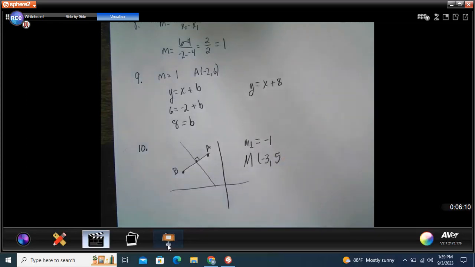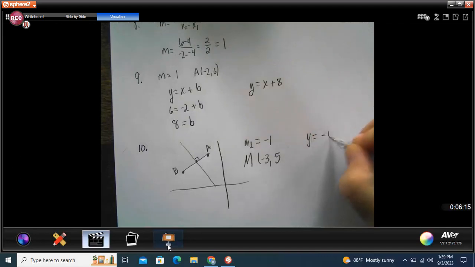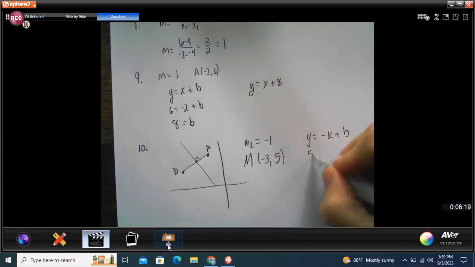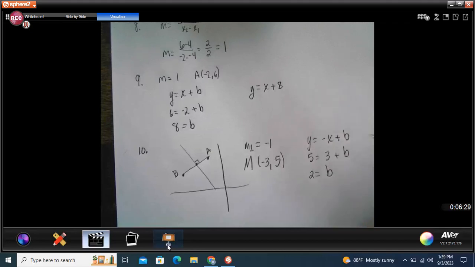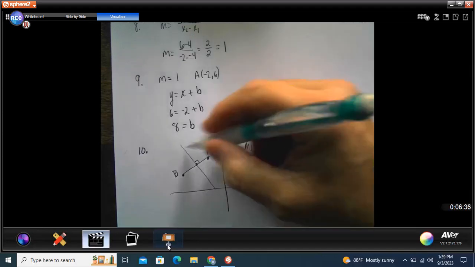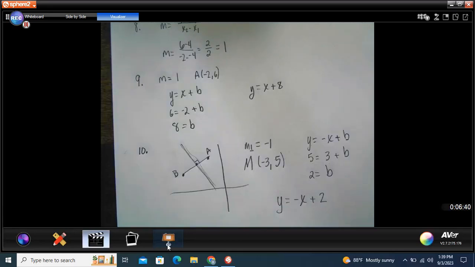So again, I'll use slope-intercept form, y equals minus x plus b. Then I'll plug in 5 for y and -3 for x. And that -3, when I plug it in, I have a minus times -3, which is +3. And then I solve that for b. And the answer is y equals minus x plus 2. That would be the equation of this line representing the perpendicular bisector of AB.